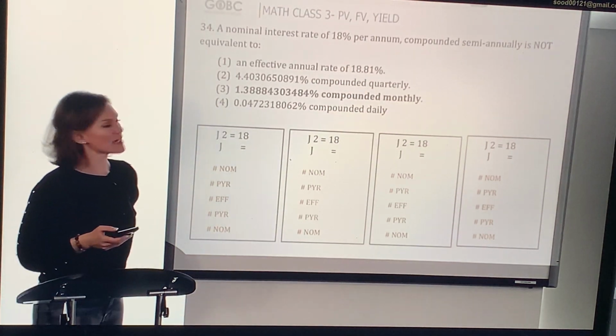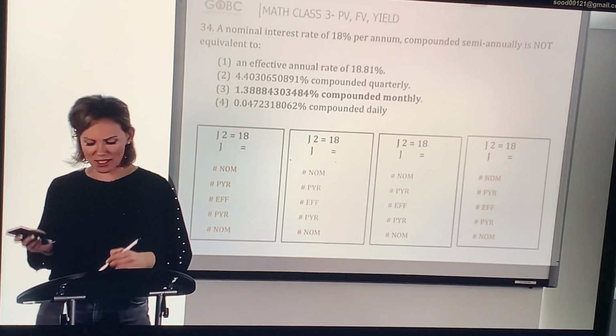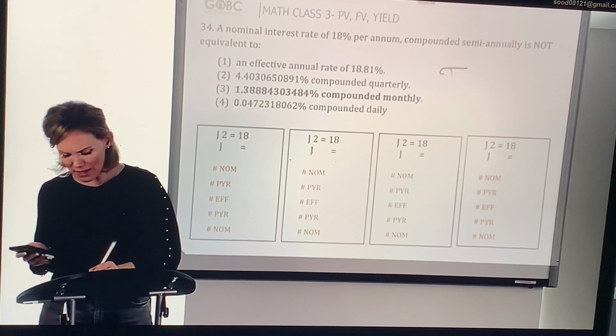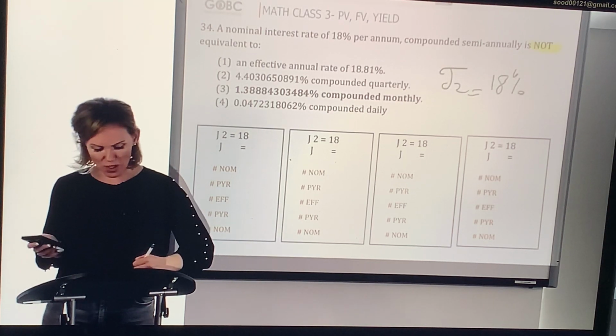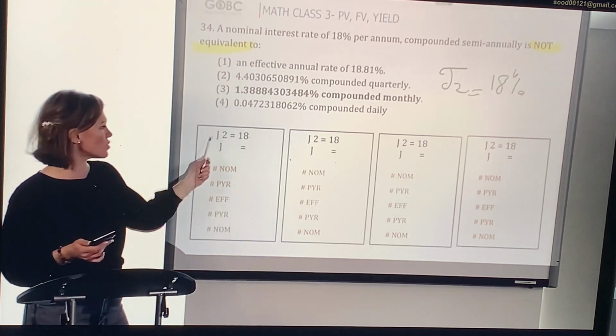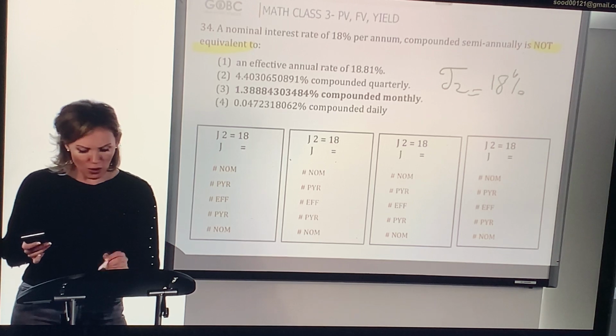Okay, so this is the same question as what we just did with different numbers in there, just so you have extra practice. We have a rate that's given to us as a J2 semi-annually that equals 18%, and they're asking you for the same thing, which one is not equivalent to. So if you converted that J2 18 to all of the rates, whatever does not match, that's the one that they're looking for. So what do we have in here?